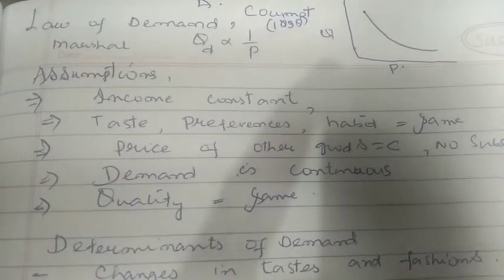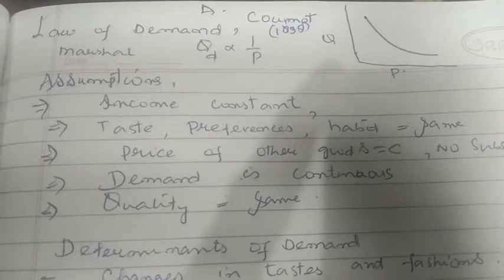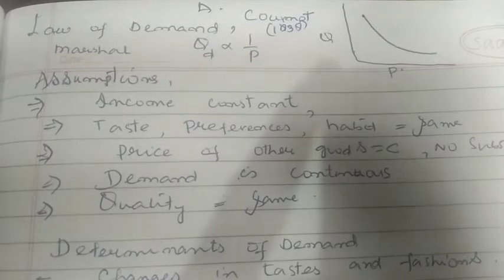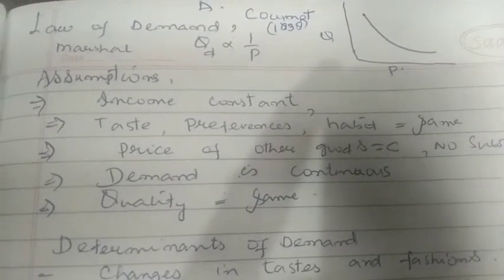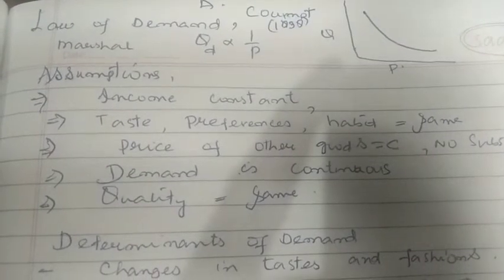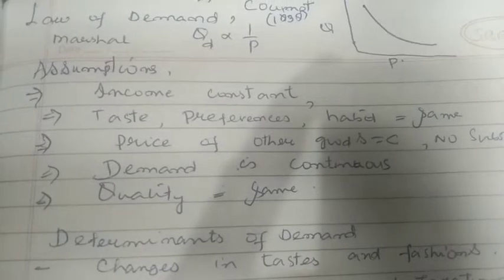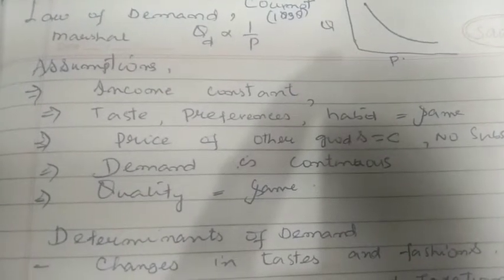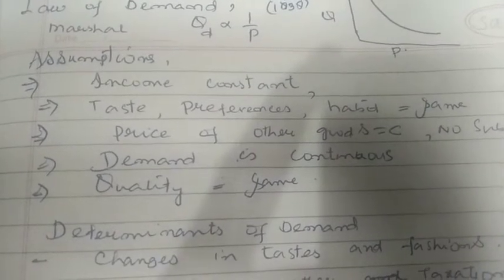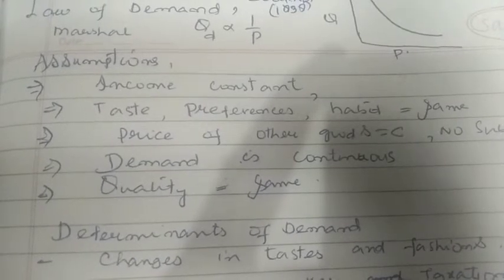Now, because it will depend upon some conditions, the law of demand has some assumptions. Income should be constant. If your income keeps on increasing, your demand for the object will go on increasing. The second point is that taste, preference and habit should always be the same. If your taste changes, clearly the law of demand will not hold.